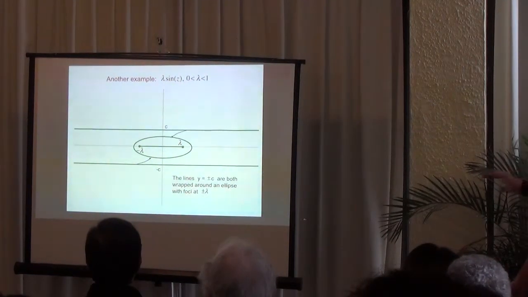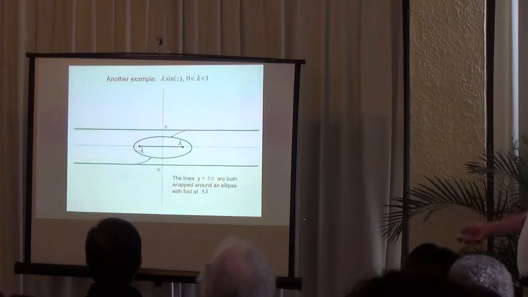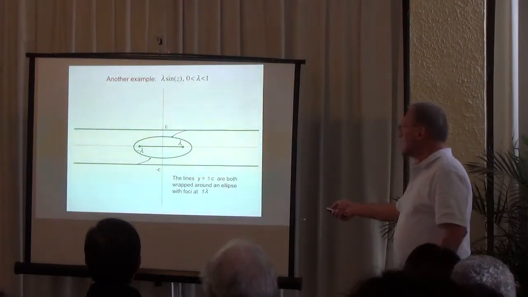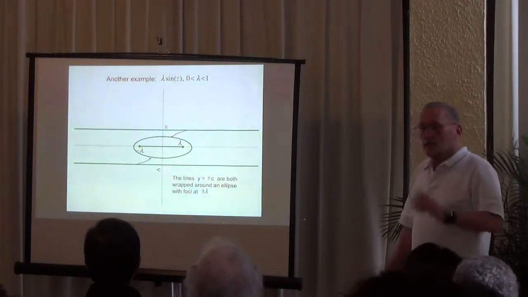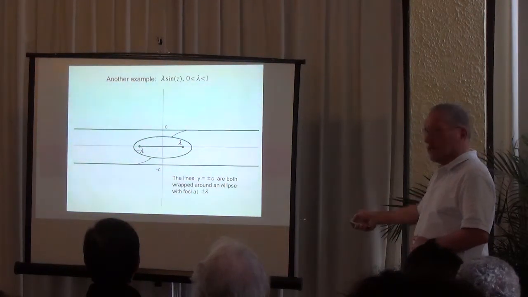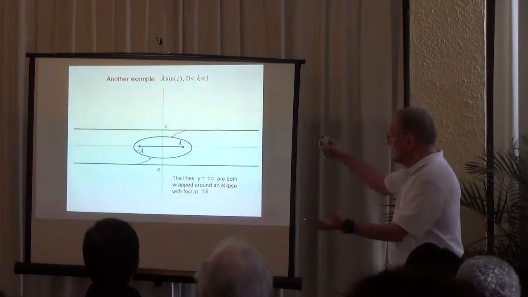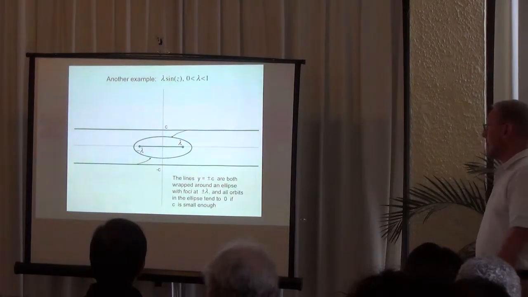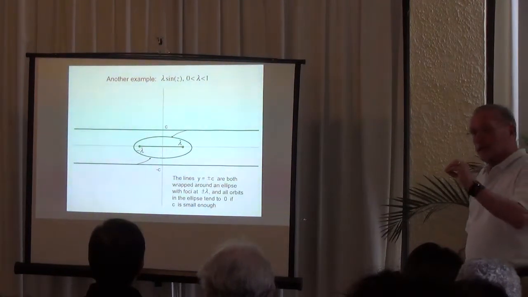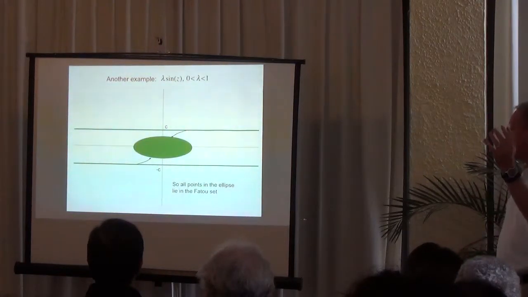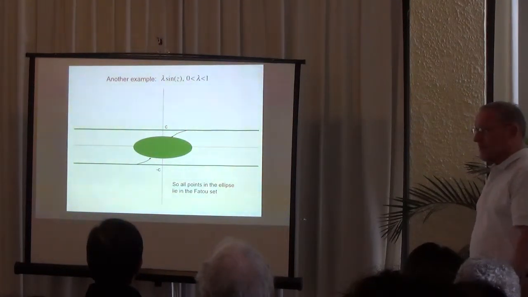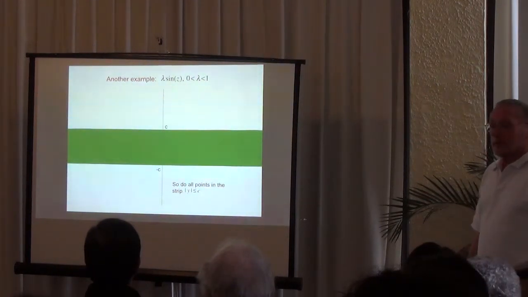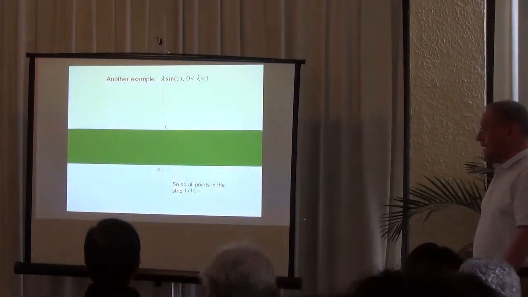And if you take a horizontal line, y equals c, where c is relatively small, what you can check is that sine takes that and wraps it infinitely often around an ellipse whose foci are the points plus and minus lambda. And as long as c is small, that means it's mapped much closer inside, so all of those points inside that ellipse actually tend to zero as well. So just like we saw for the exponential, all of those points are in that set, but this entire strip is mapped to that ellipse. So all of those points are in the Fatou set as well.